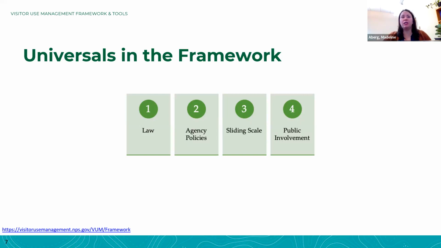Another very important universal in the framework is the idea of a sliding scale of analysis, which we will come back to in more detail in the next slide. And the final universal is the need for public involvement. For some agencies, this process is dictated by policies, but in other cases, there's more latitude for the type and extent of involvement. Public involvement is also linked to the sliding scale because for any situation, the nature of the issue and how it might be managed will drive the degree of public concern and contention surrounding the issue.